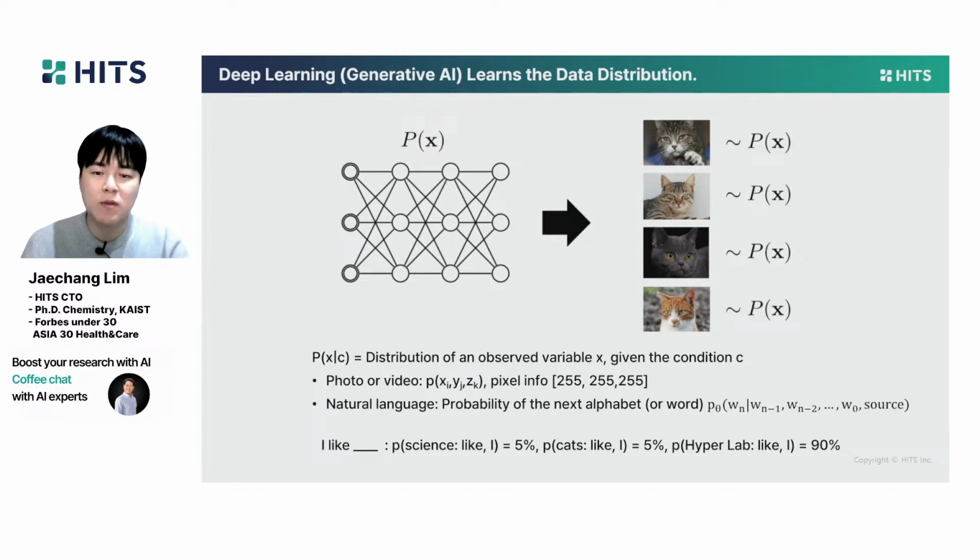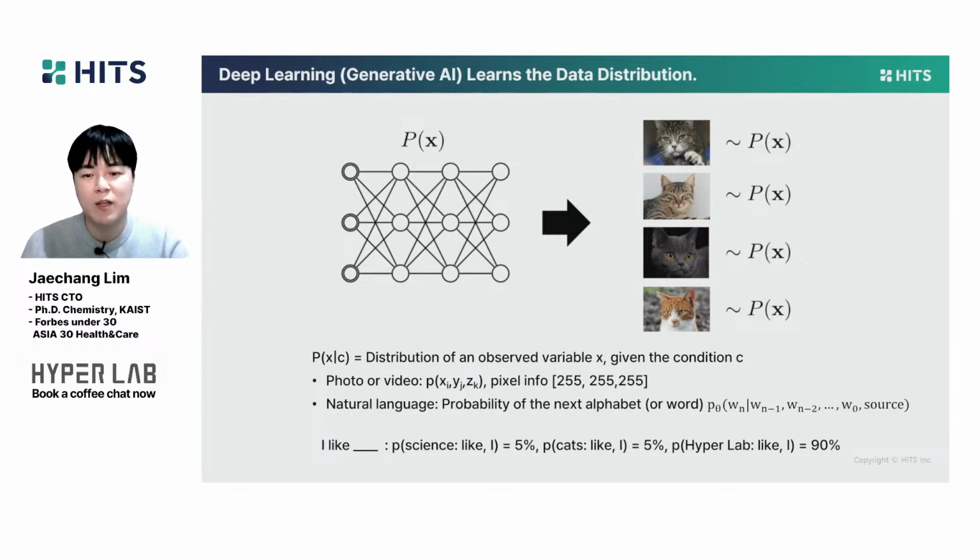And it works similarly with language problems. It operates by probabilistically predicting the next word or alphabet in a given sentence. For example, when given a sentence like "I like blank," the deep learning model predicts the next word according to the probability distribution. If the probability of "I like science" is 5%, the model will recommend it with a 5% probability. And if "I like cats" also has a 5% probability, it will be predicted equally.